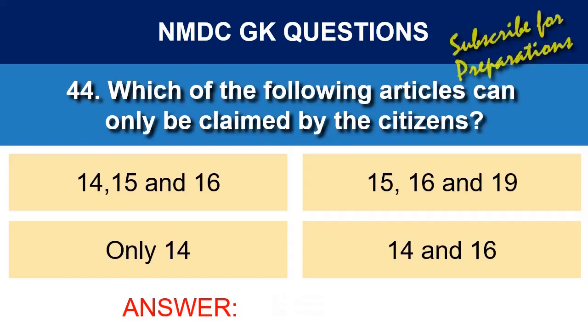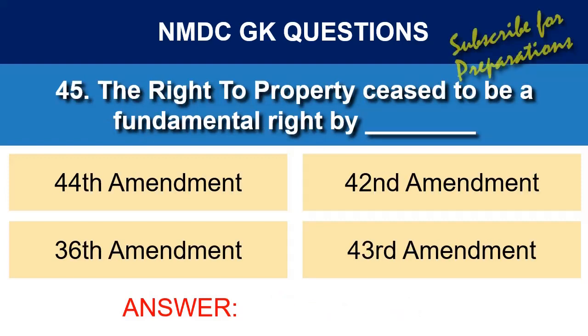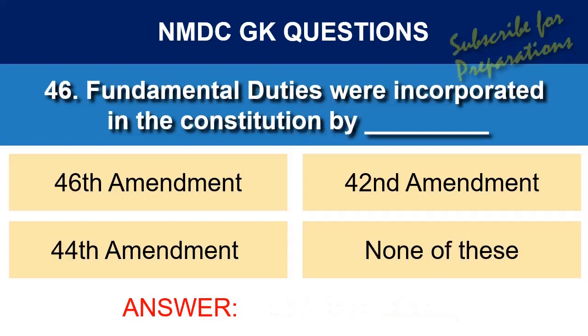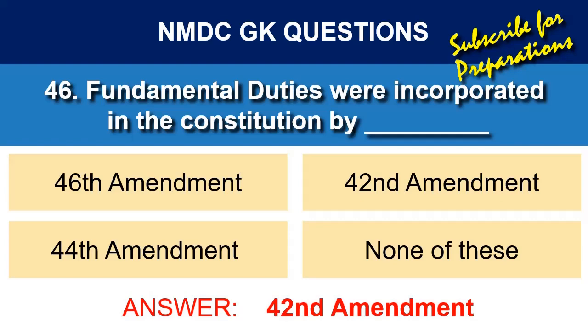Which of the following articles can only be claimed by the citizens? (15, 16 and 19). The right to property ceased to be a fundamental right by 44th Amendment. Fundamental duties were incorporated in the Constitution by 42nd Amendment.